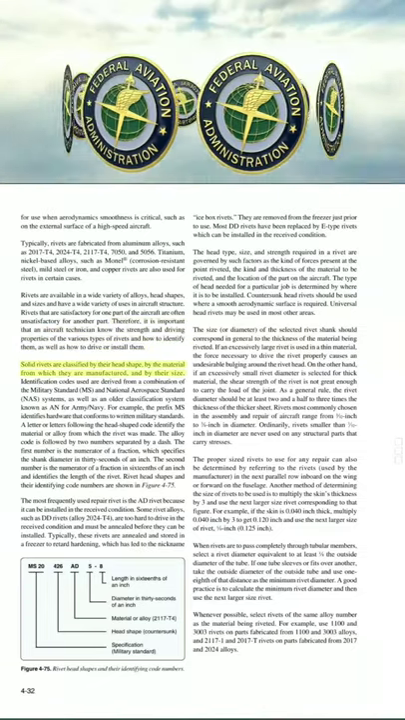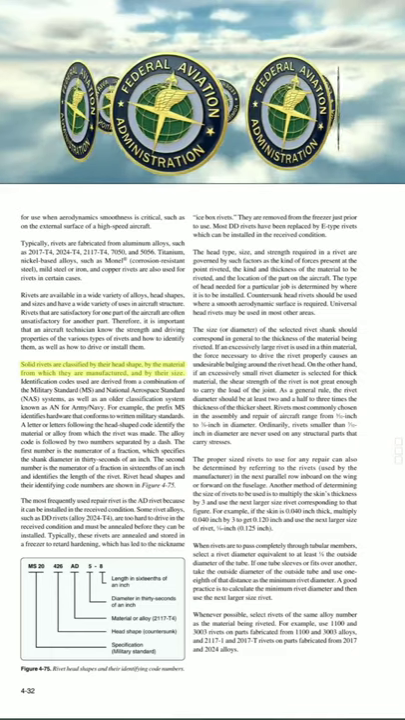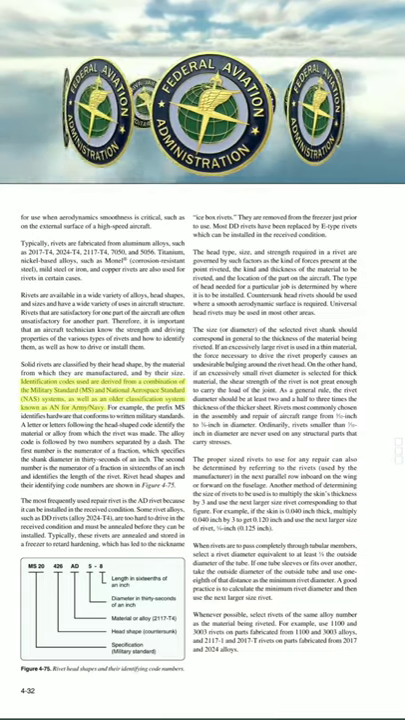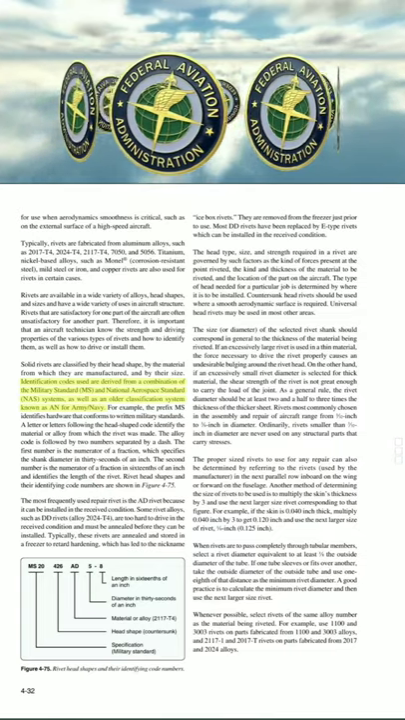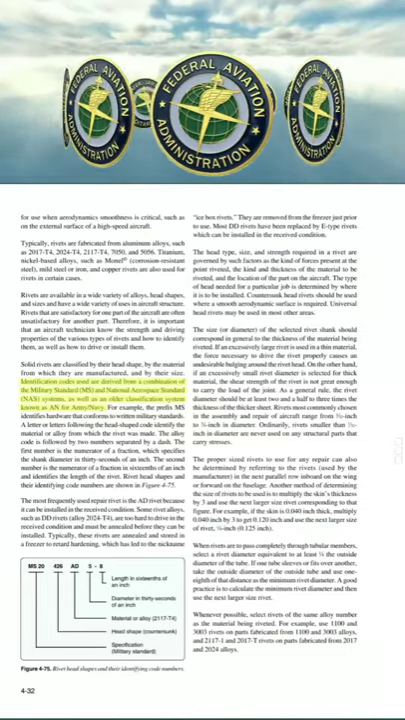Solid rivets are classified by their head shape, by the material from which they are manufactured, and by their size. Identification codes used are derived from a combination of the Military Standard, MS, and National Aerospace Standard, NAS, systems, as well as an older classification system known as AN for Army/Navy.